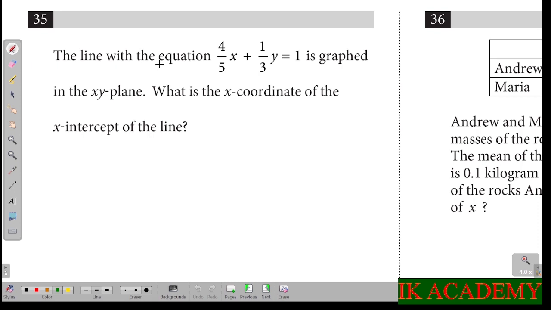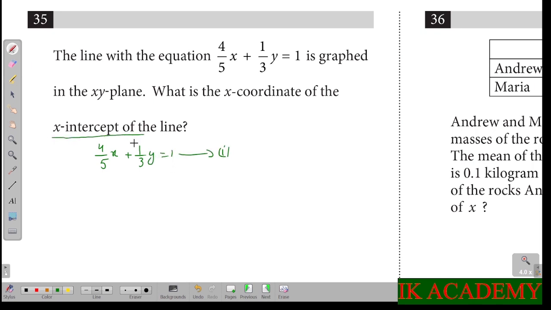It says the line with the equation 4 by 5x plus 1 by 3y is equal to 1 is graphed in the xy plane. What is the x coordinate of the x-intercept of the line? Let me write down the equation, which is 4 by 5x plus 1 by 3y is equal to 1.